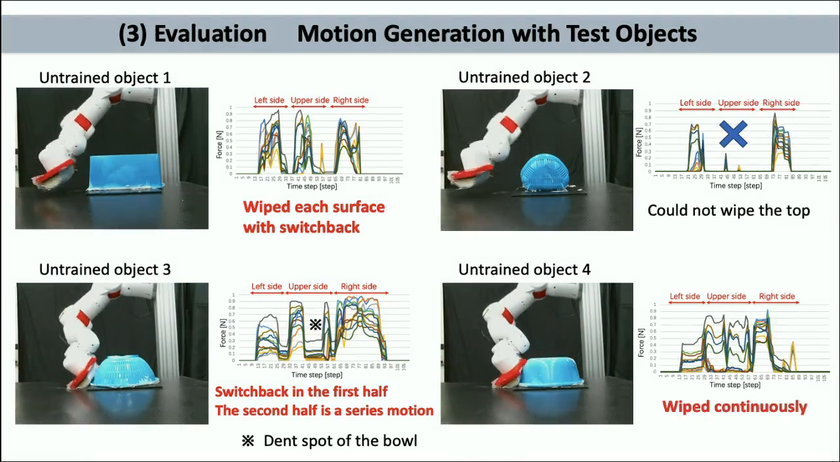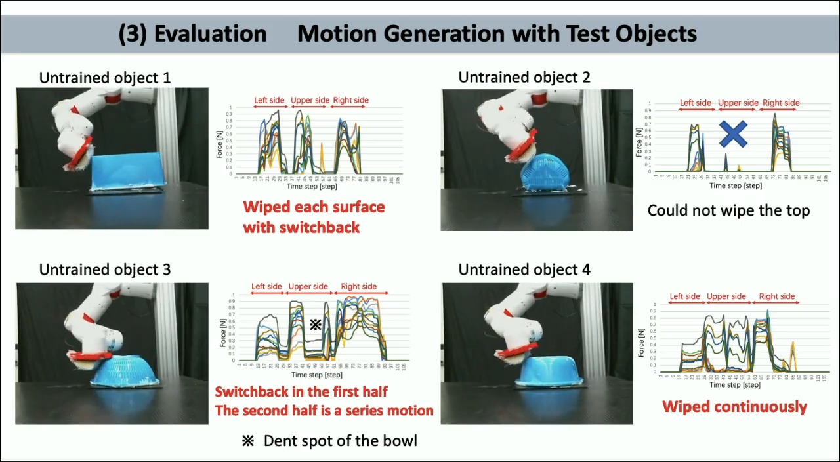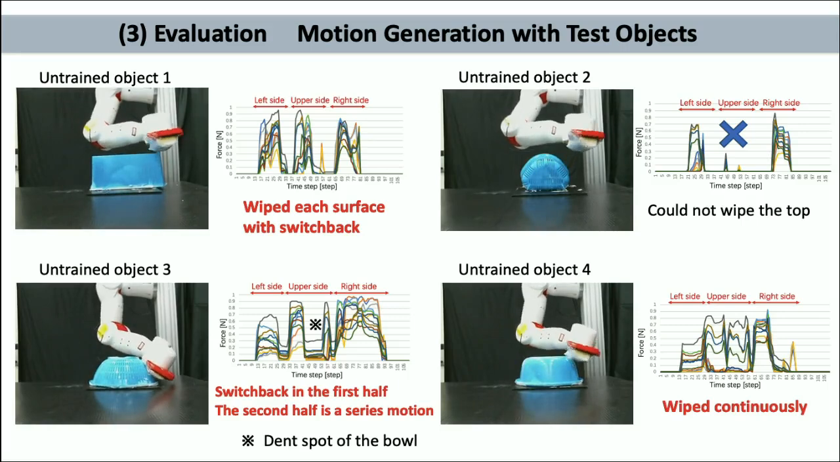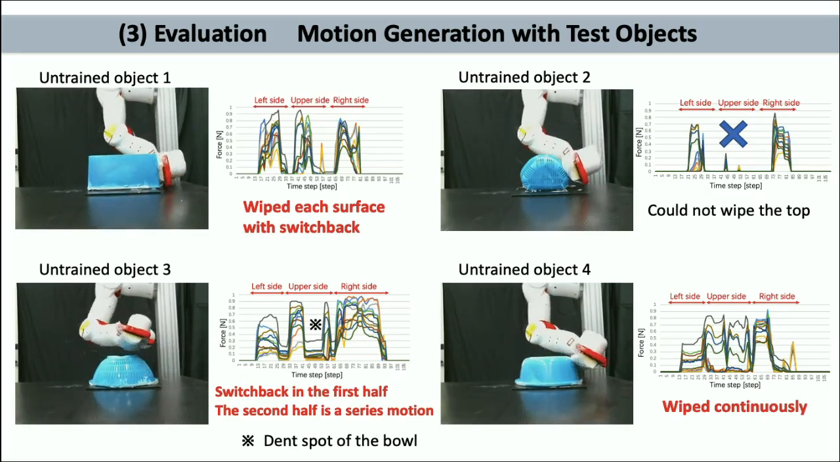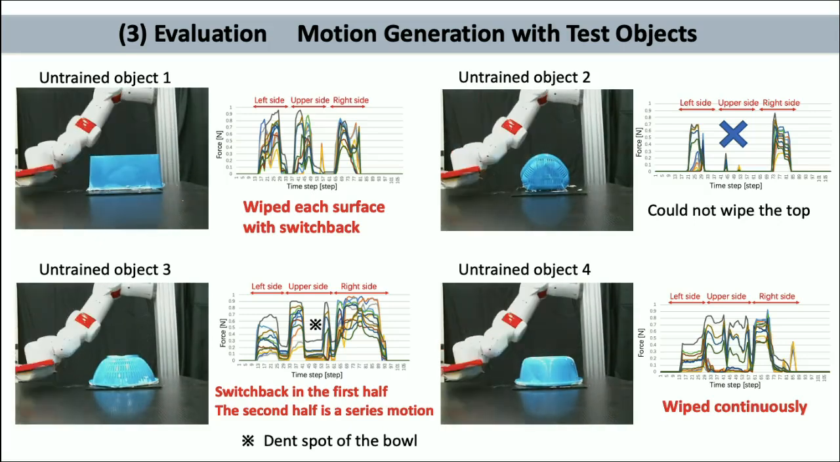This is a movie of a robot wiping test objects. The robot could generate motions according to the shape. Especially with untrained object 1, the robot could wipe every surface with switchbacks. The tactile sensor data shows that there are 3 peaks according to each surface.